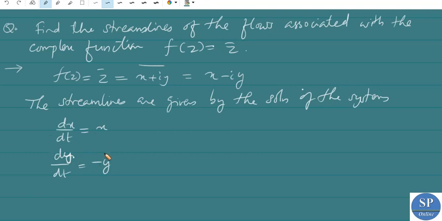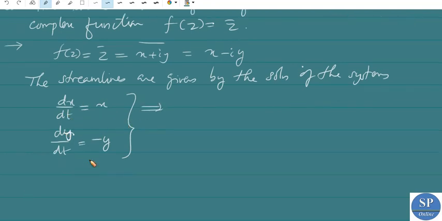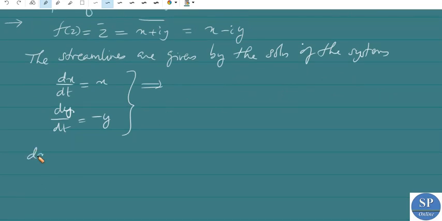So we have this system. By solving this system, the family of the solutions will be the streamlines. To solve this system, from the first equation we have dx by dt equal to x. Separating the variables, we have dx by x is equal to dt. So we have separated the variables x and t.